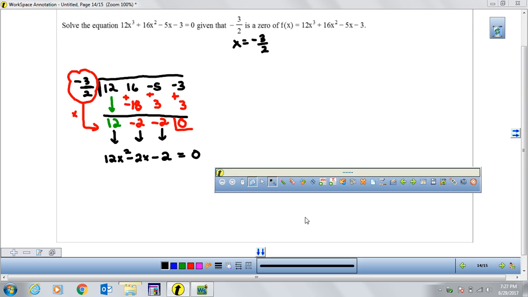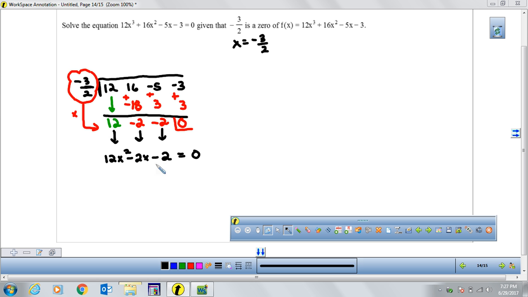So guess what we can do now? Since this is a quadratic equation, based on what we learned in section 1.5, we can now solve this equation by either factoring or by using the quadratic formula. First of all, I'm going to try to factor. If factoring doesn't work, then we're going to go to the quadratic formula as my second resource.